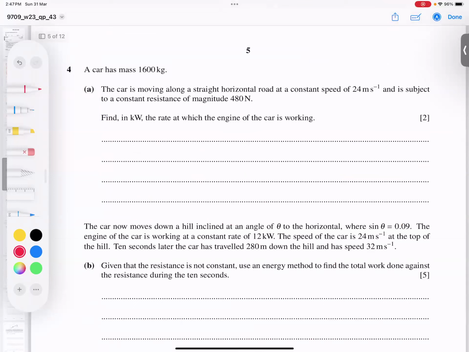Question number 4. Mass is given, make sure: 1600 kg. A car is moving along a horizontal road with a constant speed. When the constant speed comes, acceleration confirms 0, and it is subject to a constant friction force. This is the frictional force given by him. He mentioned that we have to find the kilowatt, the rate of the engine working. So we need to find power.